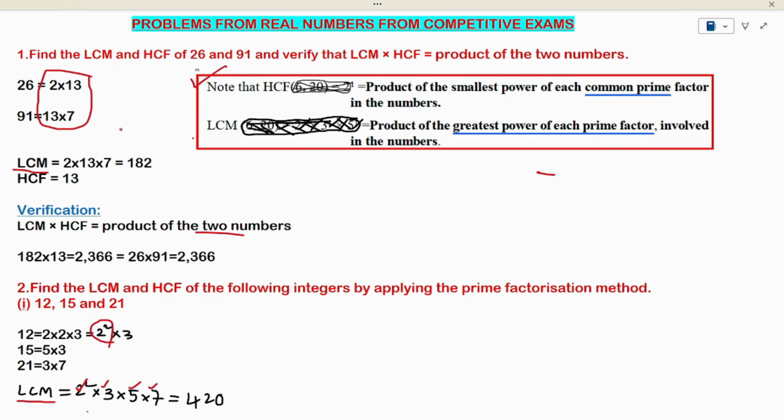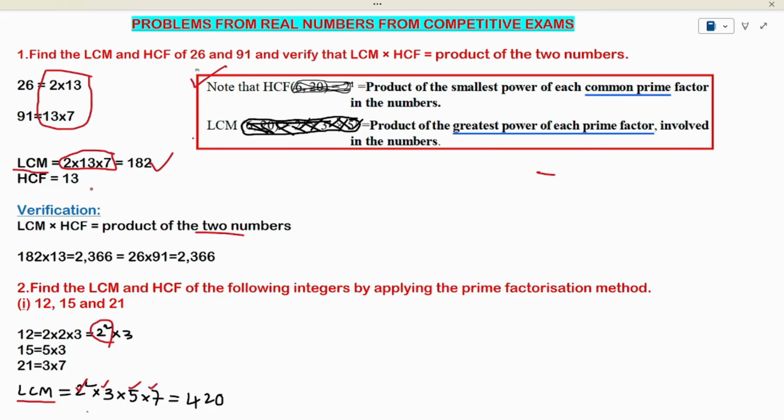To calculate the LCM, first of all, we need to multiply all the factors. In this case, 13, 2, 7. All these three numbers are prime factors of these two numbers. So, I can multiply 2 into 13 into 7 to calculate the LCM. So, my LCM will become 2 into 13 into 7, which is 182.